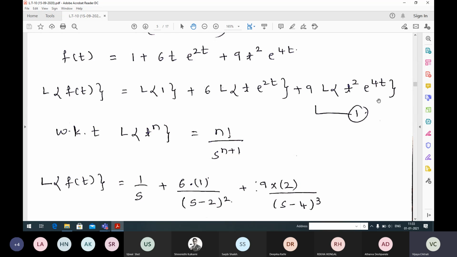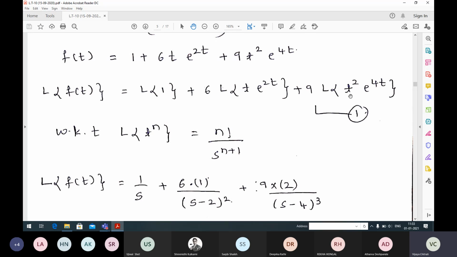So here, the Laplace transform of f of t is equal to the Laplace transform of 1, which is 1 by s, plus this 6 will be as it is. The Laplace transform of t is 1 divided by s square. Change s to s minus 2, as we are applying the shifting property. So 1 divided by s minus 2 raised to 2, plus this 9 will be as it is.